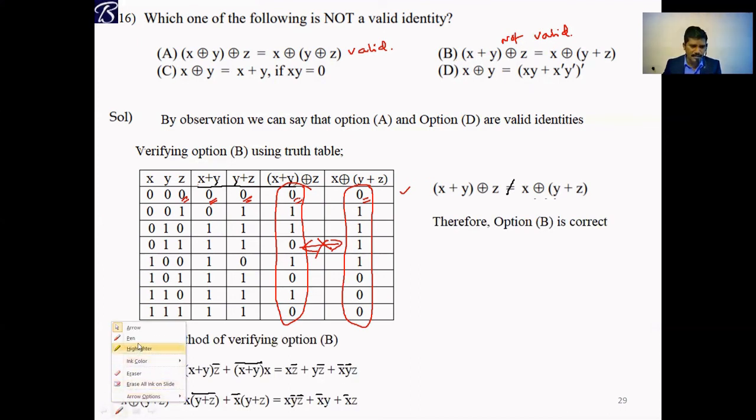Another method is also there to verify option B. This is the LHS. Going on expanding this XOR operation, we'll get this. This is the RHS. Going on expanding this one, we'll get this. So observe these two, both are different. That's why option B is not valid. He asked which is not a valid identity, so option B is correct.